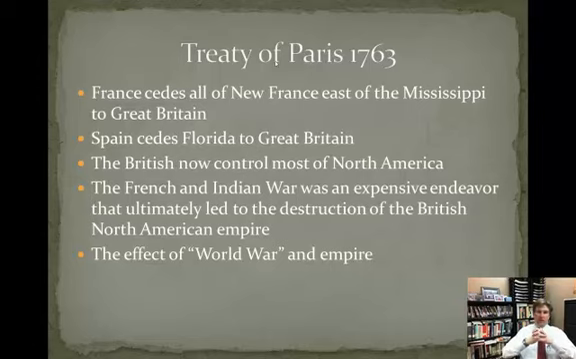So, according to the Treaty of Paris of 1763, France will cede all of New France east of the Mississippi to Great Britain. Spain will cede Florida to Great Britain. And so the British now control most of North America. But again, the French and Indian War was an expensive endeavor, and this is ultimately going to lead to the destruction of the British North American Empire. And so world wars, very expensive wars, and lots of wars will tend to destroy empires, and that's something that I think is educational for people looking back on history and thinking what we should do now in the modern era.